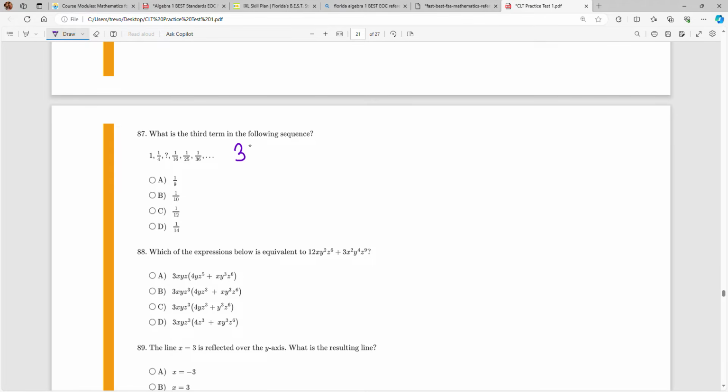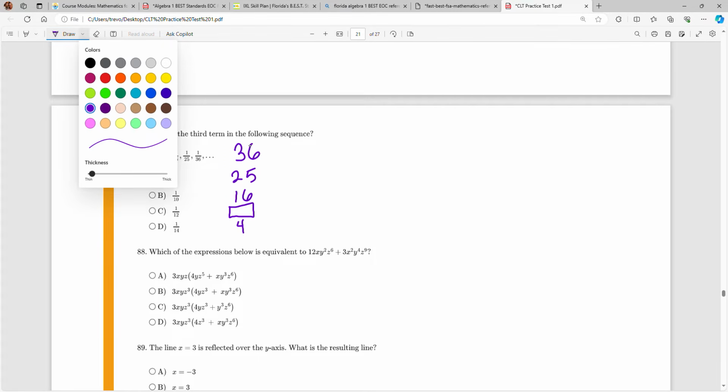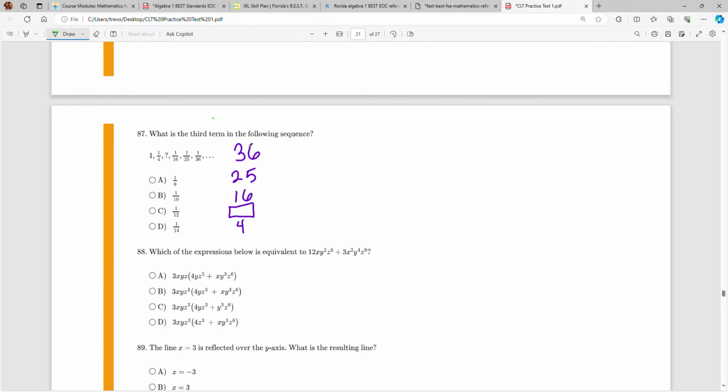The denominators are 36, 25, 16, we don't know, and 4, and I just kind of forgot about the 1. And then I said, okay, now what do I know about these numbers? 4, 16, 25, 36. Like, I'm not adding the same number each time. I'm not multiplying by the same number each time.